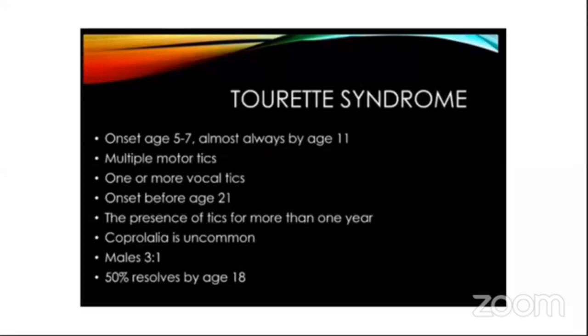In case of Tourette syndrome, there should be multiple motor tics. There may be vocal tics, some abnormal sound; often many people clear their throat, that's also a vocal tic. But if these types of movement start after 21 years, it is unlike Tourette syndrome, and these tics should be present for more than 1 year, and males are more affected than females, but 50% of the patients will resolve by the age of 18 years.